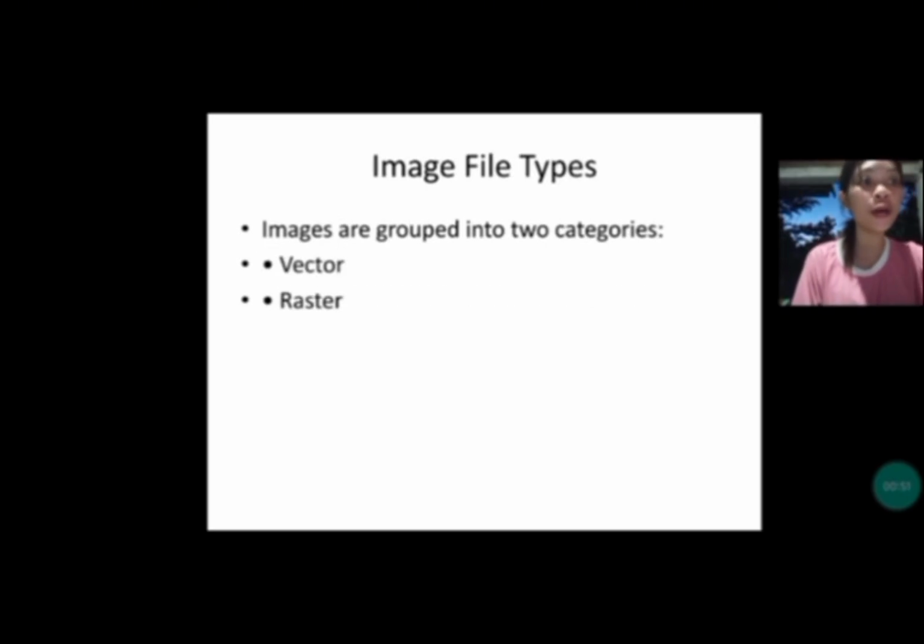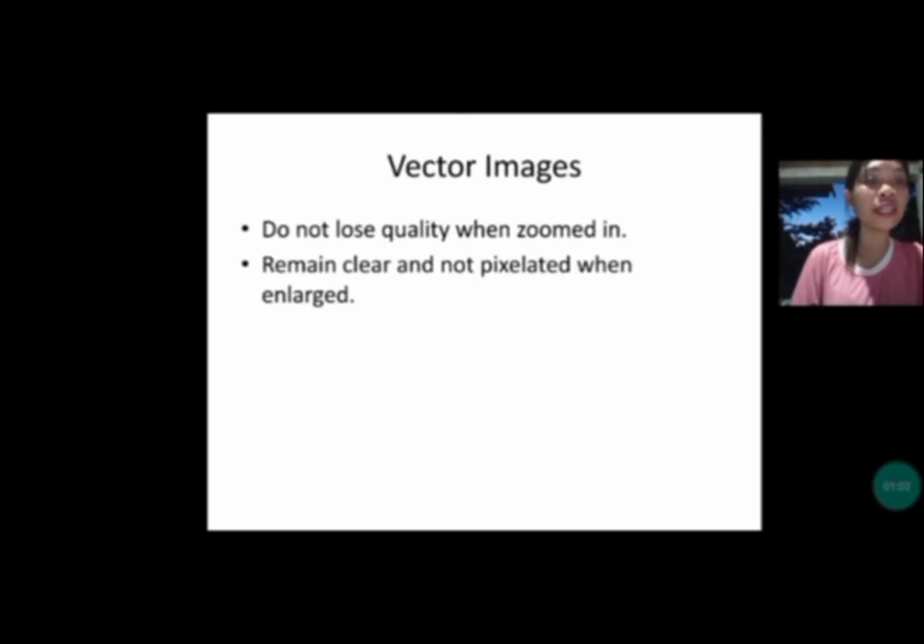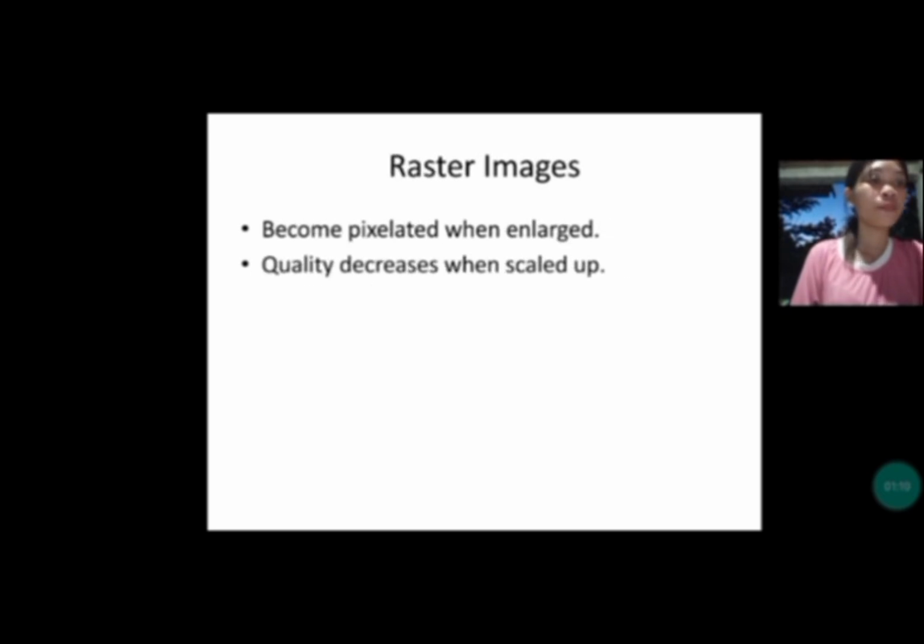Next, we have two categories of image file types. We have the vector and the raster. Vector is a type of image that does not lose its quality when zoomed in. Your image will not be pixelated when enlarged. On the other side naman, yung raster is the opposite of vector. Raster images become pixelated when enlarged.